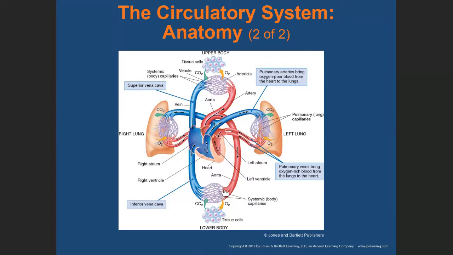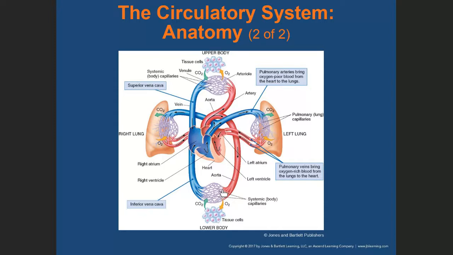These systemic arteries break down into systemic arterioles, which become systemic capillaries. These capillaries form a net over the cells. The cells give up the CO2 that they contain and accept the oxygen. So the oxygen moves from the systemic capillaries into the cell, the cell gives up the CO2, and the cell gets the energy that it needs to carry out its function. The blood now becomes deoxygenated again.